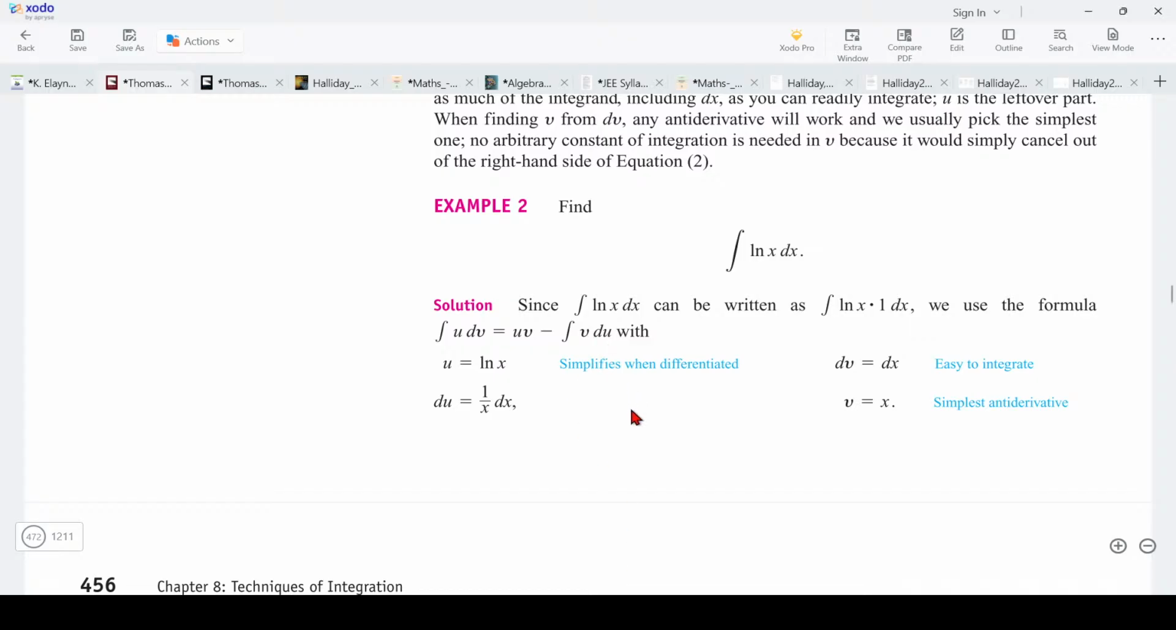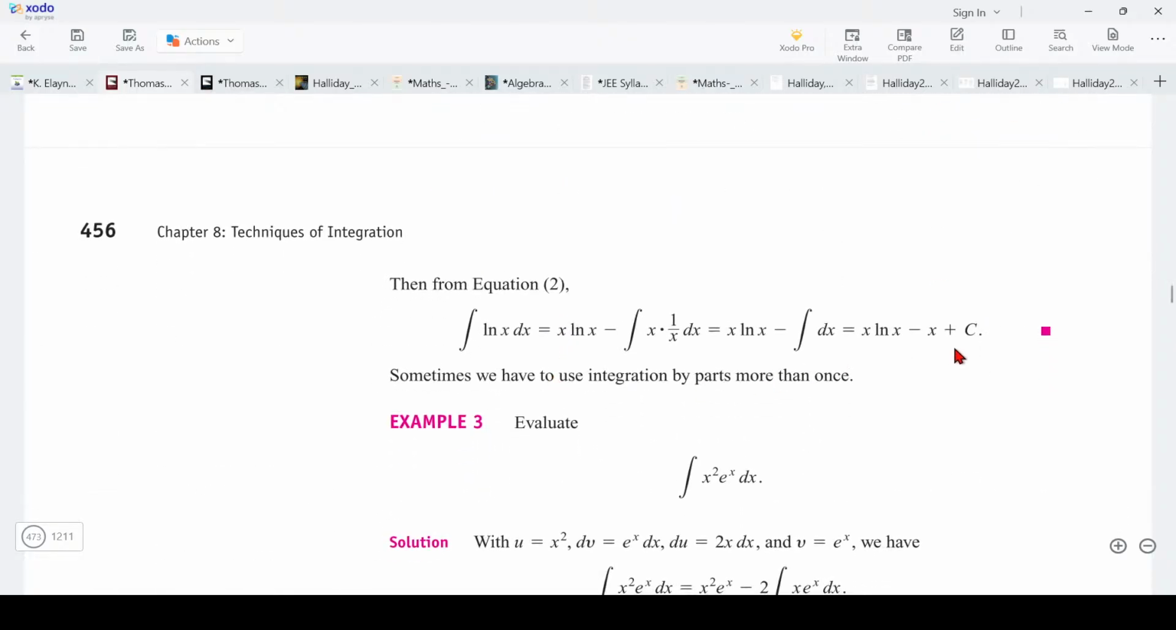Done? Sir, we are supposed to find integration of u dv. If that's the case, then I'm done. Integration of this function, basically, using this formula. I got the answer. What is the answer? Sir, I got x ln x minus x. x ln x minus x. Very good.